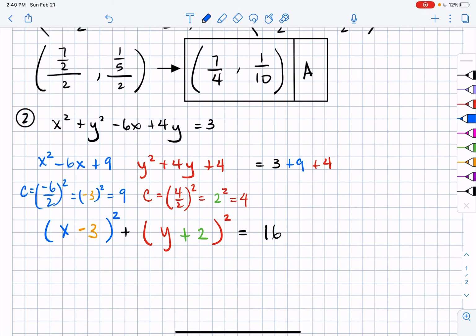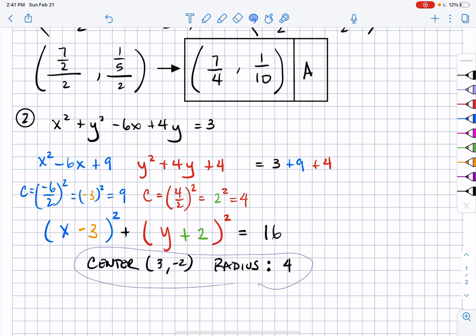Okay? Because the whole purpose of completing the square and finding the new c is so that I can make this perfect factoring happen, right? So here it tells me that my center is 3, negative 2, and my radius, so 16 is r squared. So if 16 is r squared, that means my radius is actually 4. Okie doke. So that would be my answer.